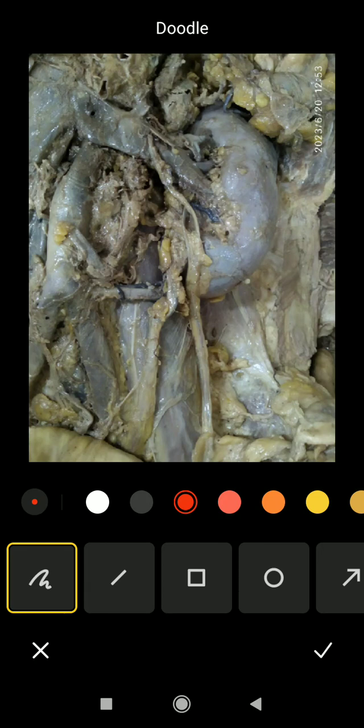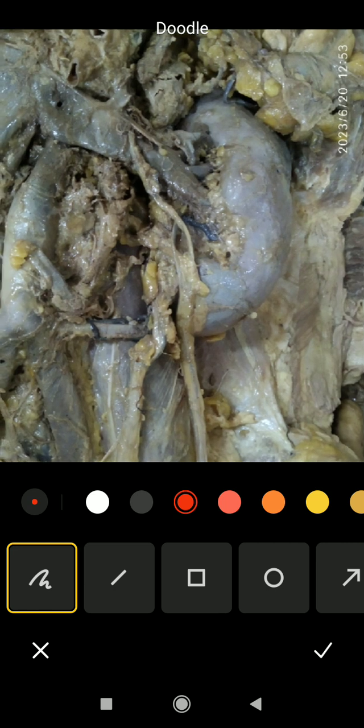This is the left kidney. We can see in the hilum there is a vein. This vein is the left renal vein. Okay, just posterior to that is the artery. That is the left renal artery.